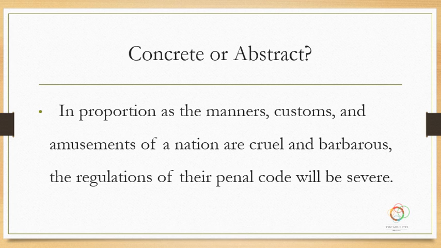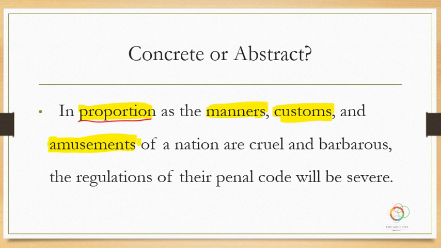"In proportion as the manners, customs, and amusement of a nation are cruel and barbarous, the regulations of their penal code will be severe." So let me go ahead and highlight the words here. I'll use yellow for proportion, as that is an abstract word. It's the proportion of things. Manners are abstract. Customs are abstract. These are not objects we can see. Amusement of a nation, being amused, that's an idea.